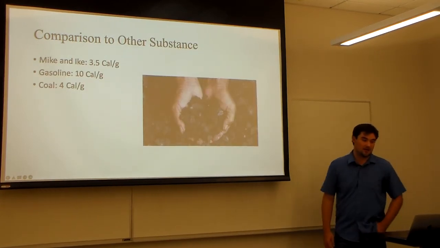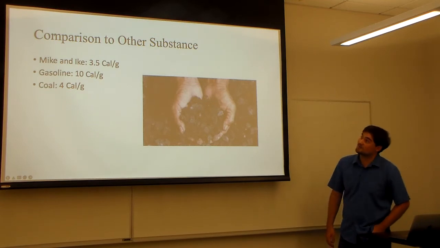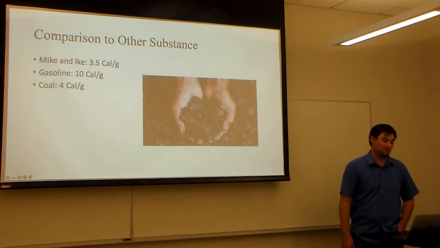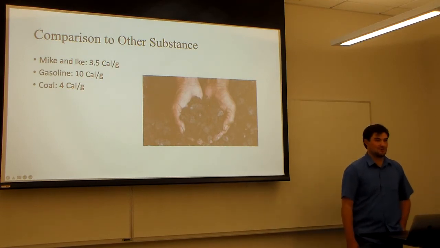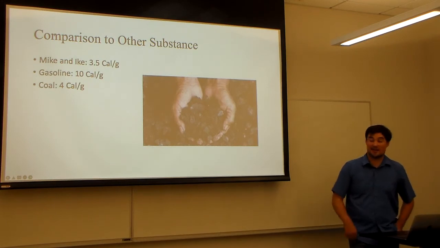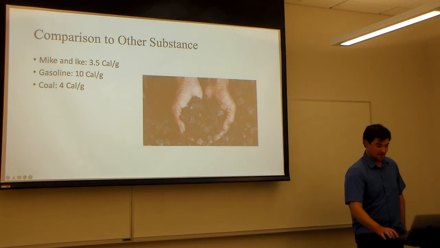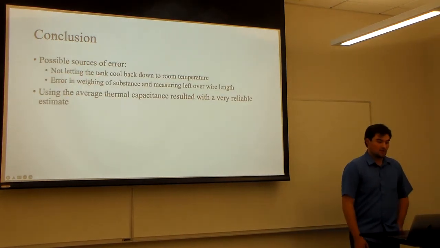So when comparing that to other substances, Mike and Ikes have about that 3.5 calories per gram, and coal has about 2 calories per gram, which I thought was interesting that they contained similar amounts of energy, and gasoline contains about 3 times the energy of a Mike and Ike.